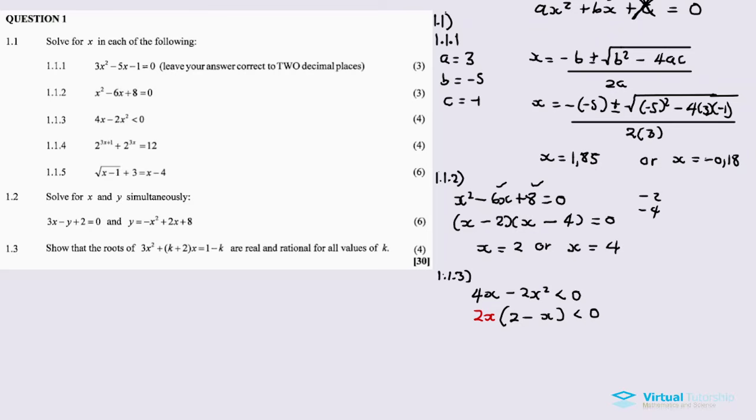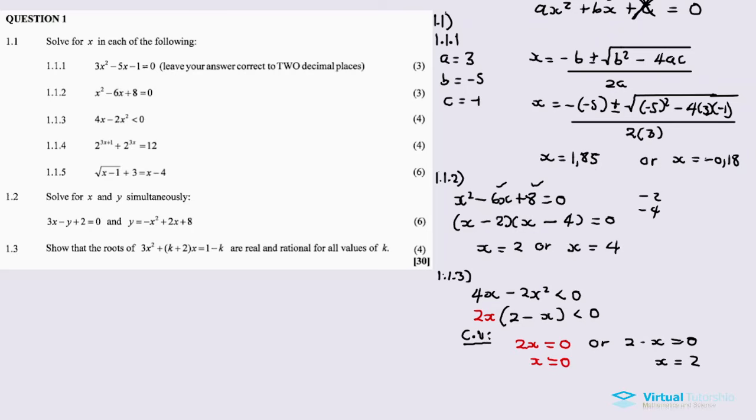Therefore, what do we do now? We remove the inequality sign and then put an equal sign so that we can find our critical values. So our critical values will be 2x equal to 0 or 2 minus x equal to 0. Then we simplify: x is equal to 0 and x is equal to 2.